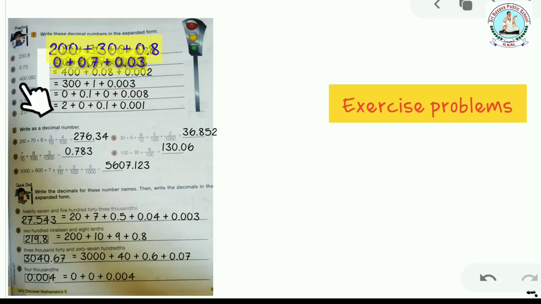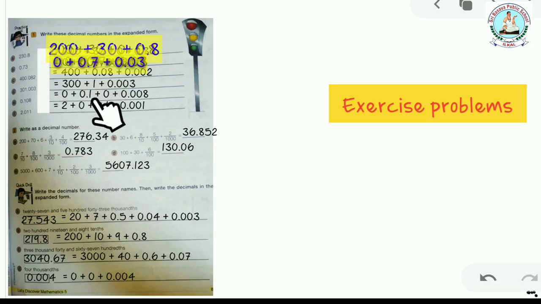The place value of 4 is 400. The place values of these two zeros will be 0, so I have skipped them. The place value of this 0 is again 0, so I have skipped it. The place value of 8 is 0.08. The place value of 2 is 0.002. And 301.003 can be expanded in this way, and 0.108.